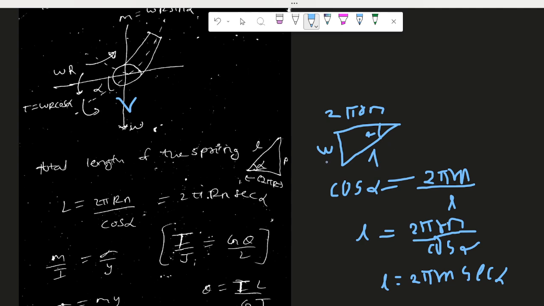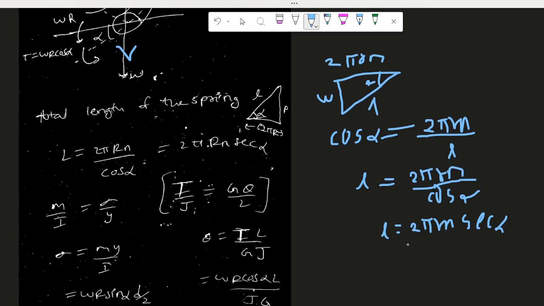Consider a triangle with angle alpha, with length 2 pi r n on one side and length L as the hypotenuse, and load W. Cos alpha equals adjacent side by hypotenuse, that is 2 pi r n by L, so L equals 2 pi r n by cos alpha, which is 2 pi r n secant alpha. So the total length equals 2 pi r n secant alpha.